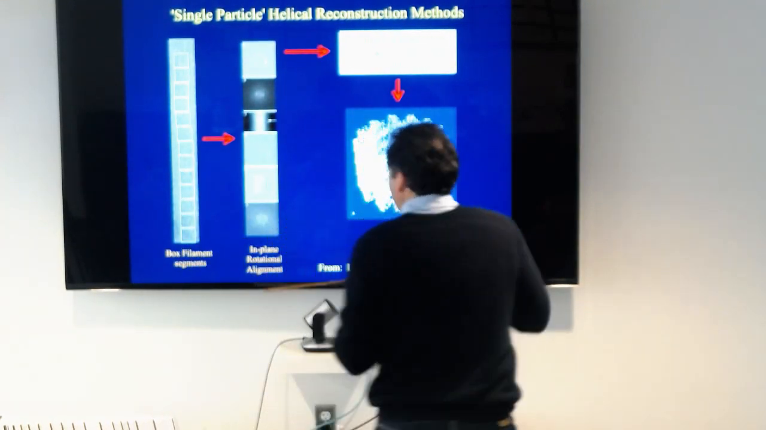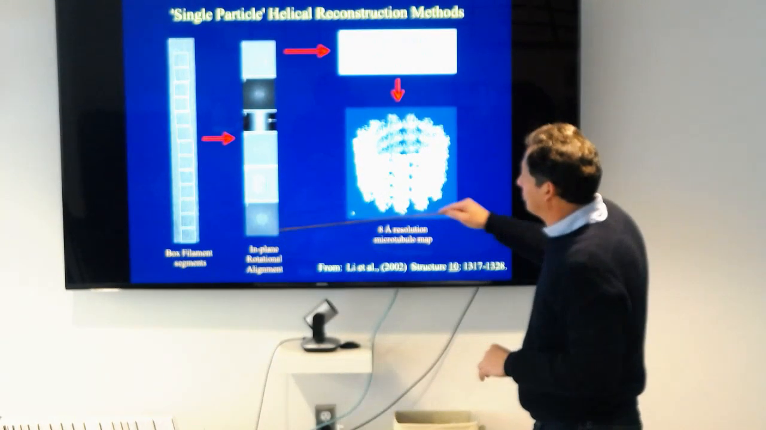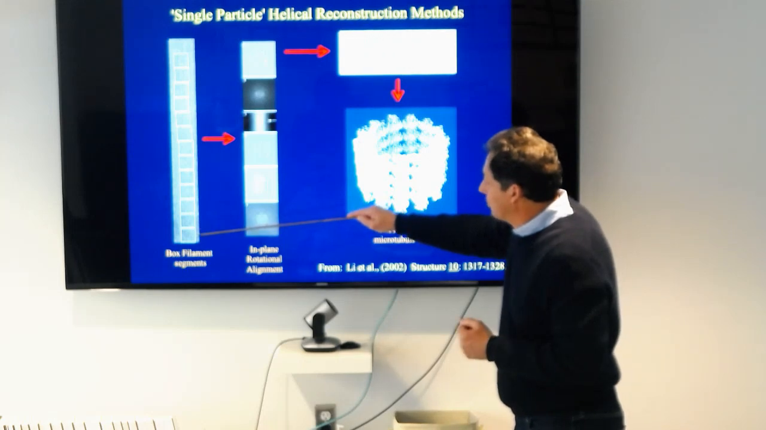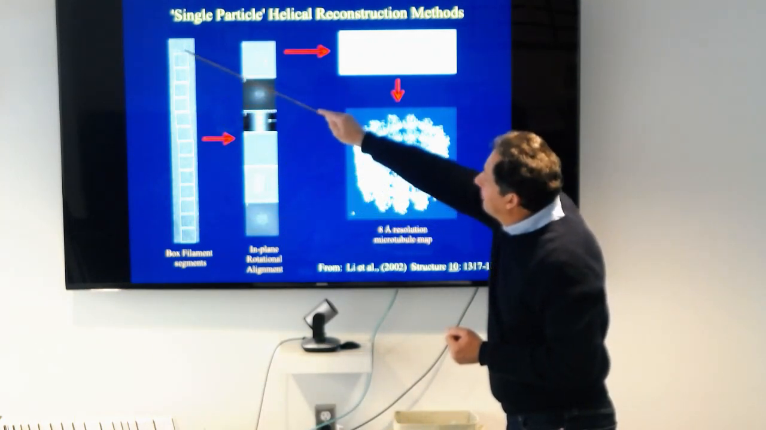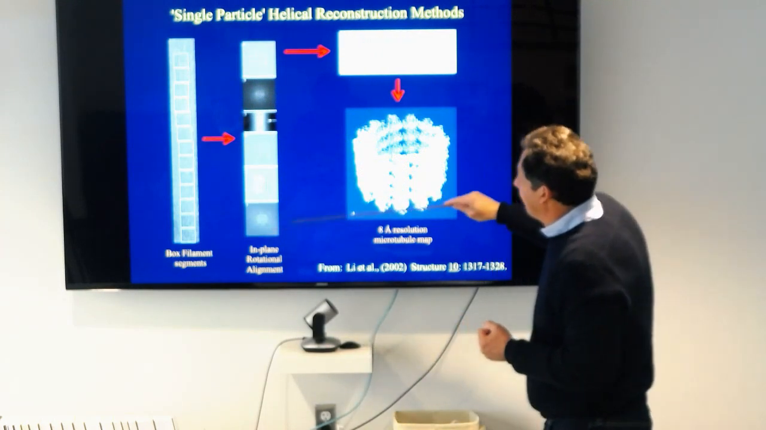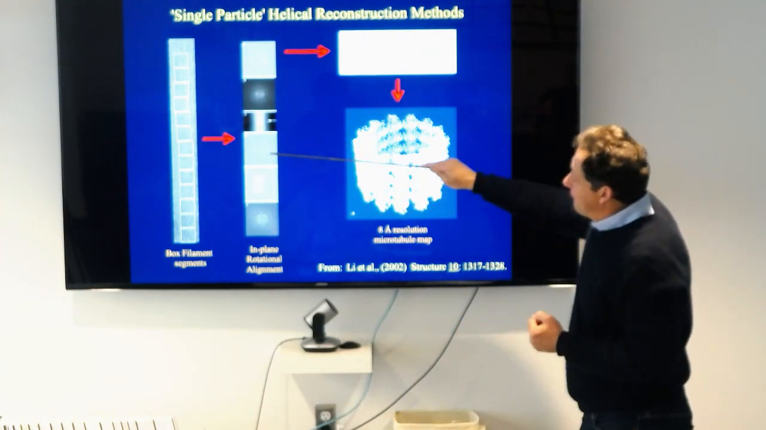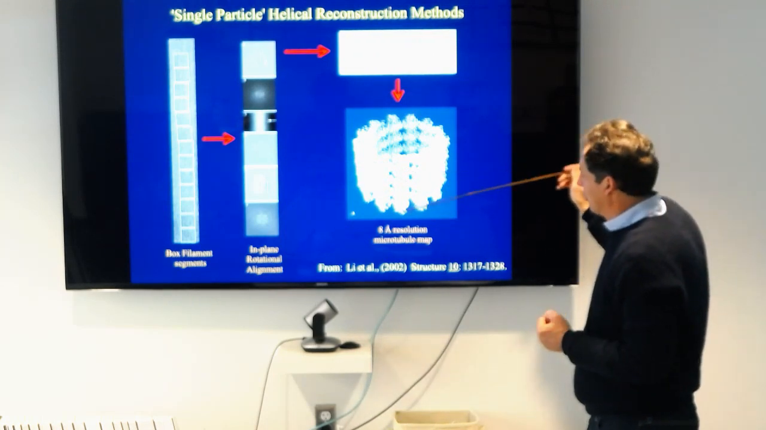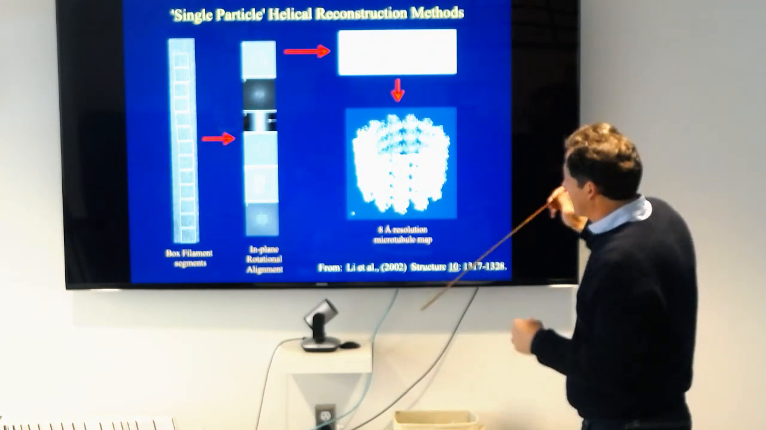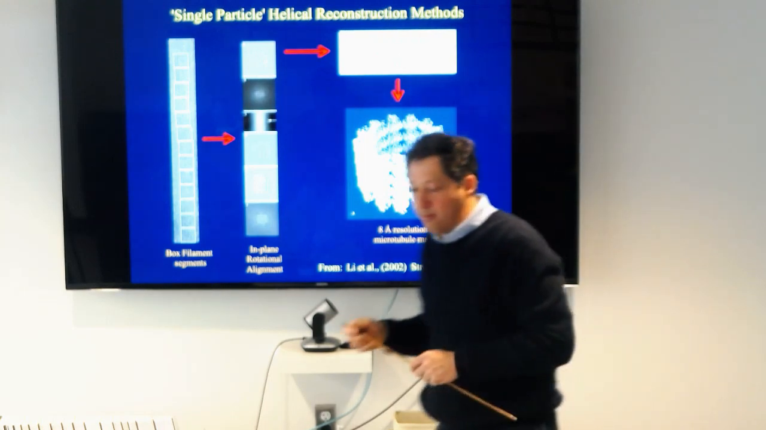So this is another method that was used to obtain the structure of microtubules. Here again, they use single boxes, and then they refine the orientation of these boxes to obtain a reconstruction, in that case, at 8 angstrom resolution.